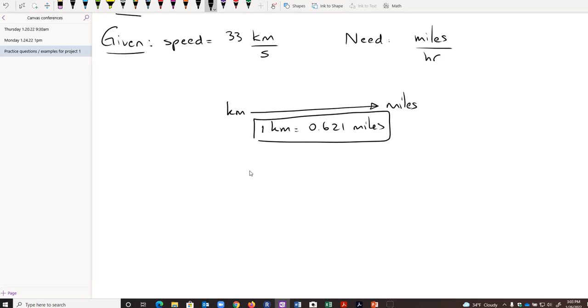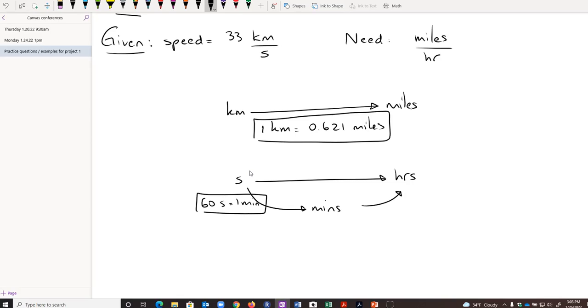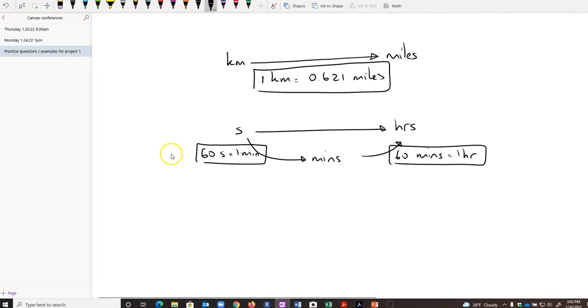And then the other thing we need is to go from seconds into hours. As we saw before, we can go through minutes, and then minutes to hours, using the same relationships as before. 60 seconds is 1 minute, and then 60 minutes in 1 hour. So we can use these just like we did in the previous example. Okay, so let's go ahead and set this up.